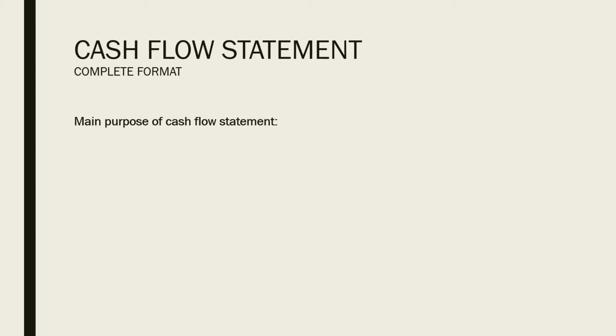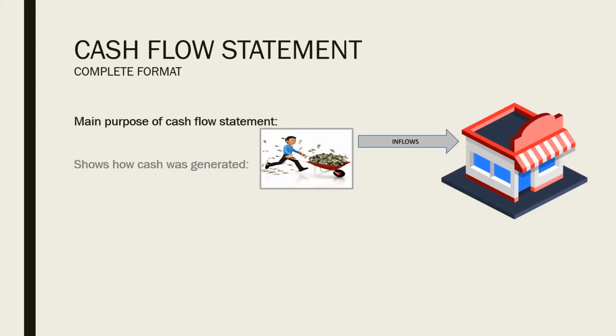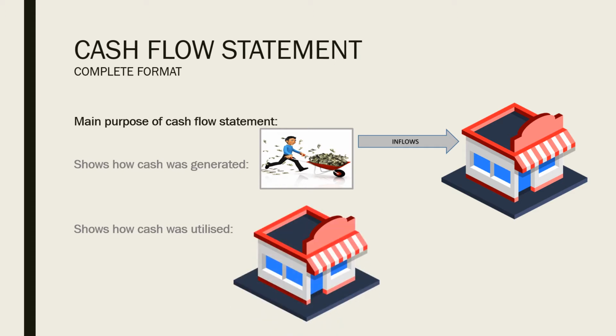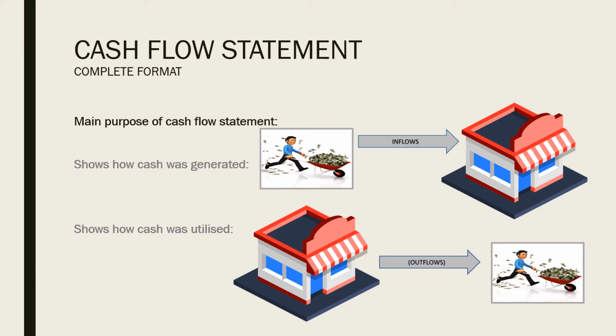Okay, so what is the main purpose of a cash flow statement? Just some revision. It is going to show us how cash was generated, so where the business is receiving money from, and then also how cash was utilized, so what the business is using the cash for. So basically the inflows and the outflows of cash: the cash flowing into the business and the cash flowing out of the business. Outflows will always be bracketed. Inflows will always have no brackets.